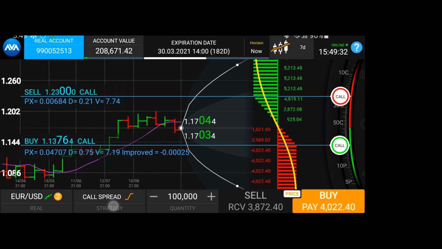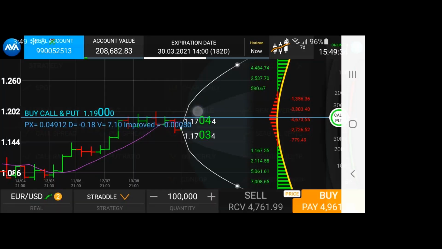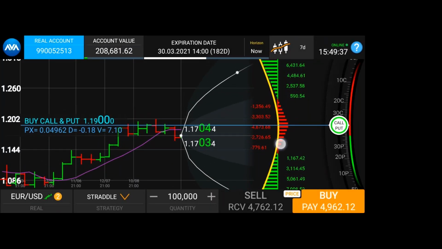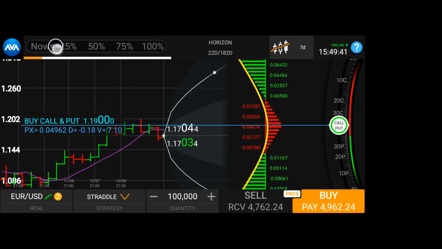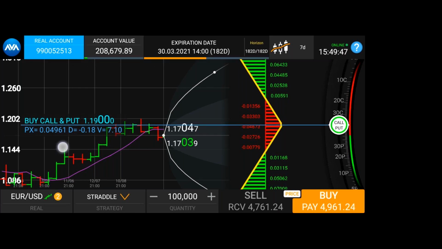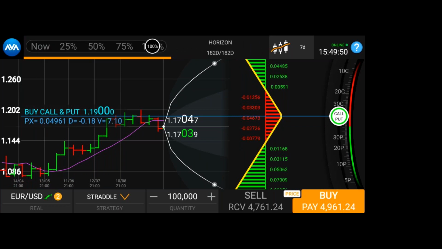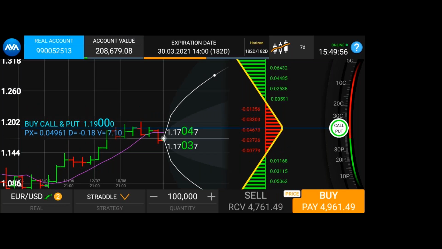Let's do the straddle. I showed you an example of a straddle earlier. If I click horizon, over time, if the market doesn't move, you're just going to waste away all the money that you paid for that straddle. When you're buying a straddle, you want the market to move. If the market doesn't move, you end up right in the belly of your losses, in the red.